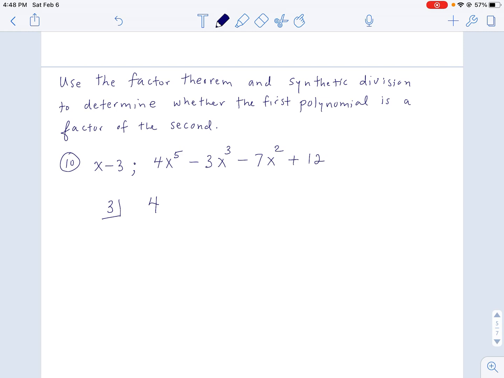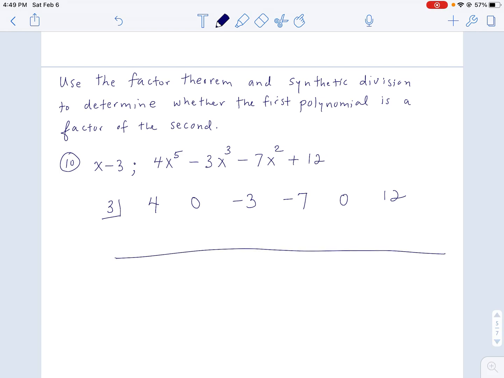The polynomial is 4x to the fifth. That's a 4. I don't have an x to the fourth, so I'd put a 0. Negative 3x cubed means I just write down negative 3. Negative 7x squared means I write down negative 7. There's no linear term, so I put down 0. And the constant is 12. So just to reread my first row, I have positive 3 in a box, and then the numbers 4, 0, negative 3, negative 7, 0, and 12.